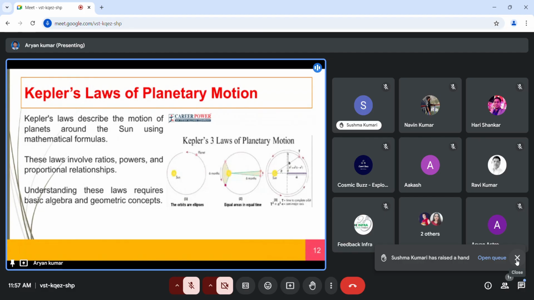Now moving to our topic: Kepler's laws of planetary motion. Kepler's laws describe the motion of planets around the sun using mathematical formulas. These laws involve ratios, powers, and proportional relationships. Understanding these laws requires basic algebra and geometric concepts. I will explain some of these laws.